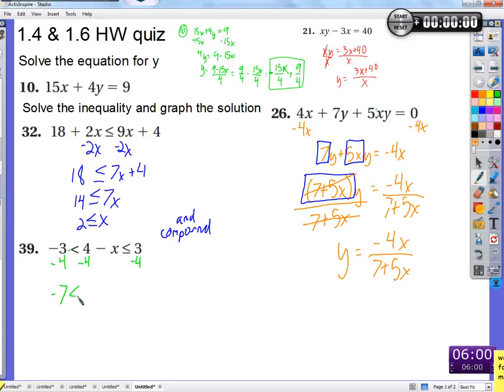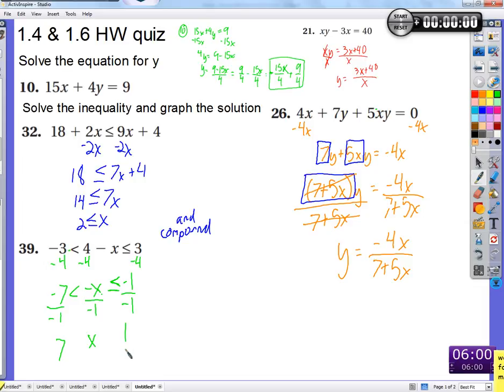Negative 7 is less than negative x, is less than or equal to negative 1. Okay. So we want to get x by itself, right? So how do we get x by itself? Divide by negative 1. So we have x, and we have 7, and we have 1.